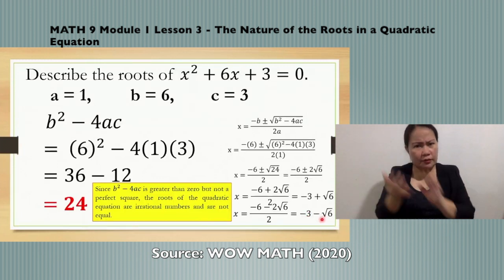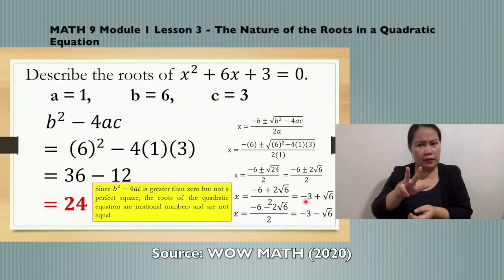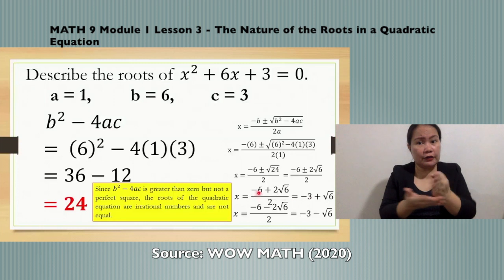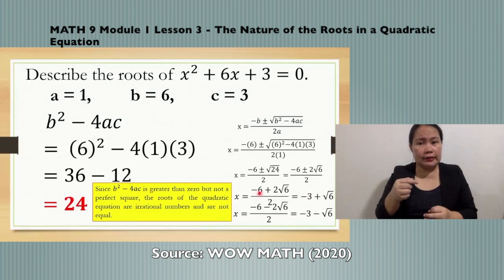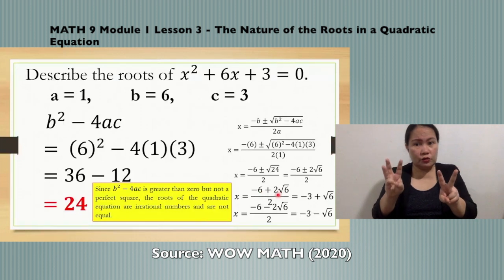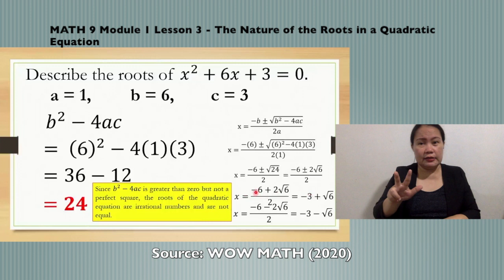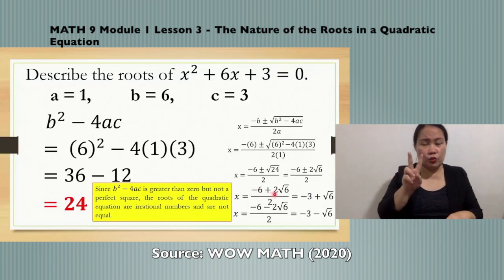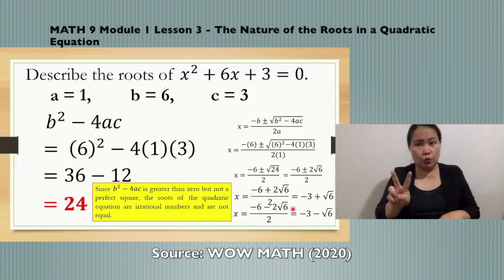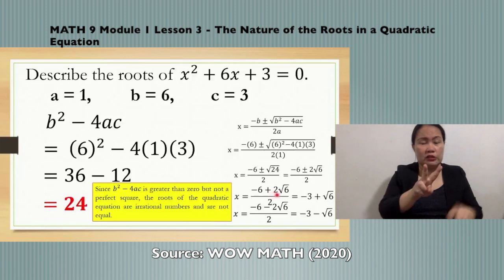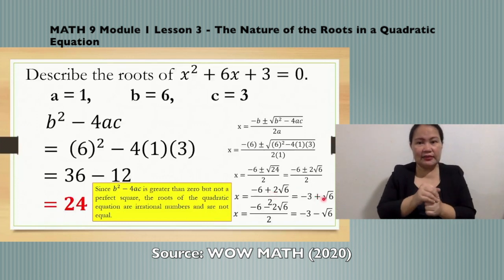So bakit siya naging negative 3? Bakit? Nag-factor out tayo dito. Okay? So, bakit tayo nag-factor out? Diba? The GCF for 6 and 2 is 2. Okay? So, 2 times negative 3, that is negative 6. And then 2 times 2, 2 divided by 2 is, wala na siya. So, 1. So, hindi na natin kailangan isulat.